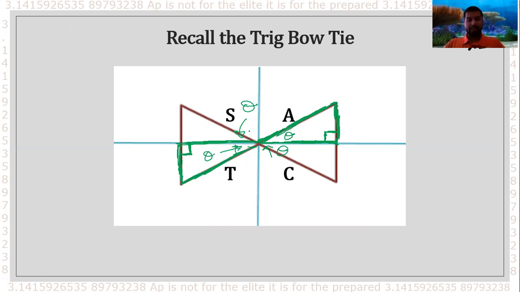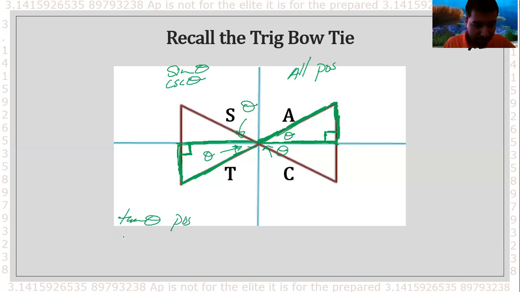Also, a friendly reminder of our All Students Take Calculus. Here, everything is positive. Of all 6 trig functions here, only sine and its reciprocal are positive. Everything else is negative. And here, tangent is positive. Cotangent is also positive. Everything else is negative. And last but not least, cosine and its reciprocal secant are positive. Everything else is negative.